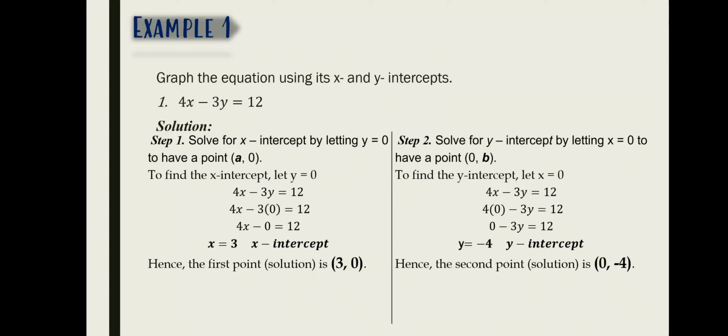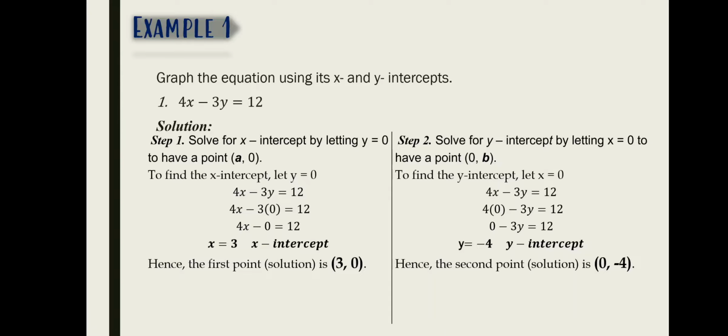We have 4 times 0 minus 3y equals 12. 4 times 0 is equal to 0, so minus 3y equals 12. To get the value of y, divide both sides by negative 3. Negative 3y divided by negative 3 is equal to y.